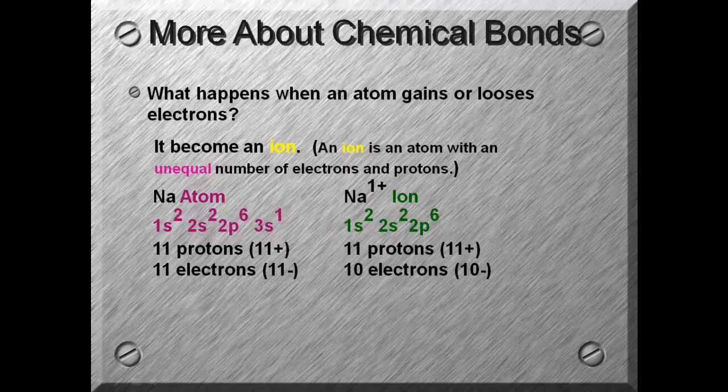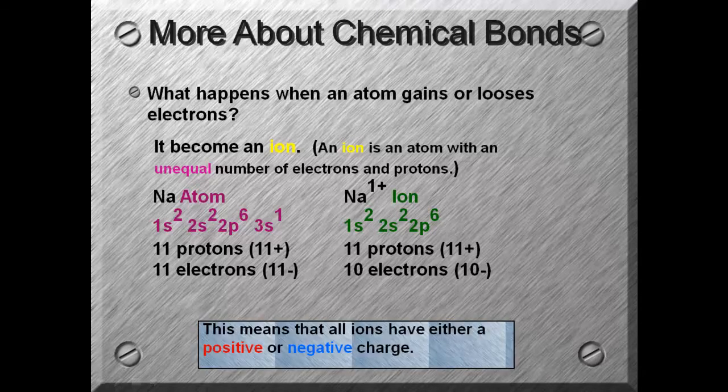If we look at sodium, its electron configuration is 1s2, 2s2, 2p6, 3s1. That's 11 protons and 11 electrons, so 11 positives and 11 negatives. But when sodium loses an electron, it loses its 3s1, you now have 11 protons because the number of protons in the nucleus doesn't change, and you only have 10 electrons. So it's plus 11 charges and minus 10 charges. So you have a plus one charge left.